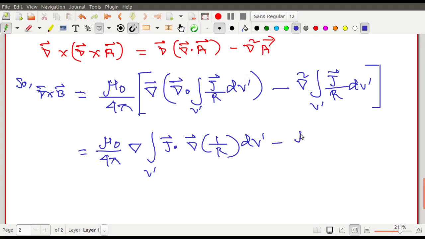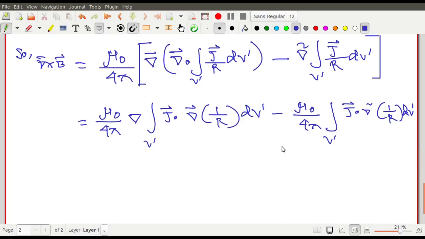Acha, next line. Mu 0 by 4 pi, the same will be repeated over here also. The same thing will be repeated here, and it will be j dot del square of 1 by r into dv dash. Same thing is repeated over here. Fine.